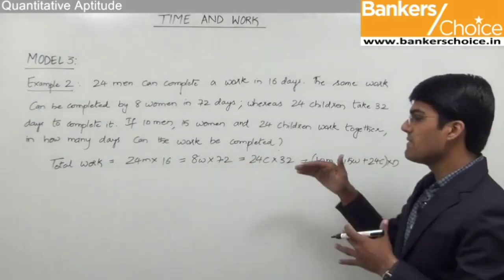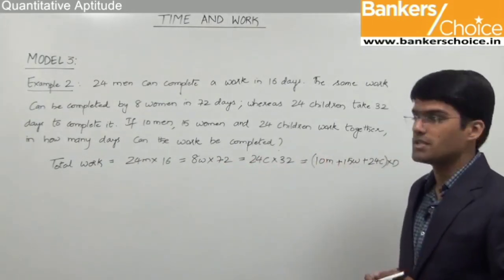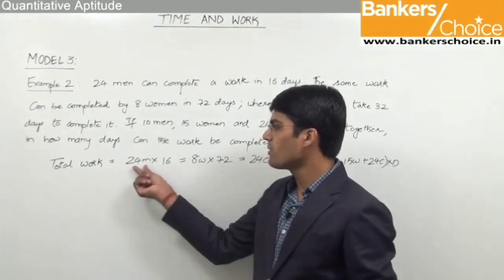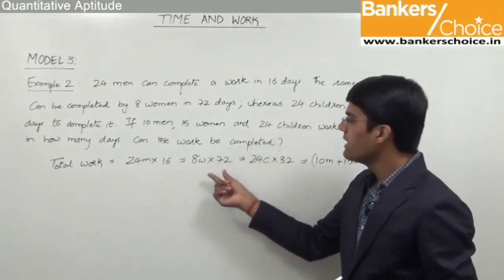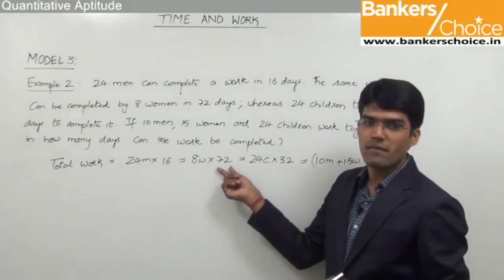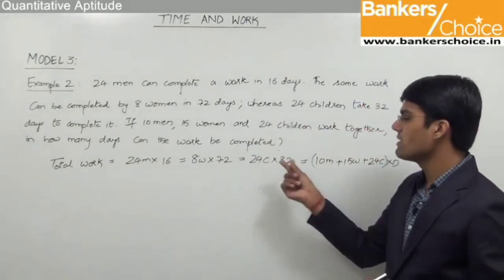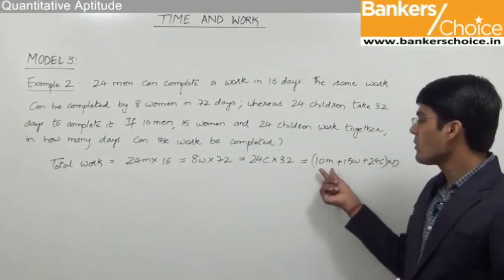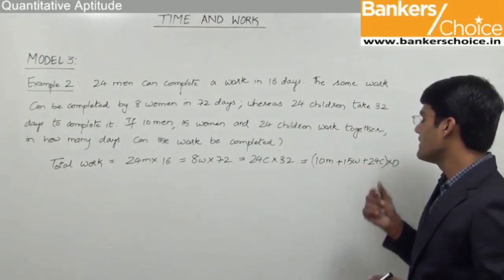So as you can see here, we have formed different equations from the given question. That is nothing but the total work is 24 men into 16 days, or it can be taken as 8 women into 72 days, or 24 children into 32 days. And we need to find out the number of days required when 10 men, 15 women and 24 children work together.